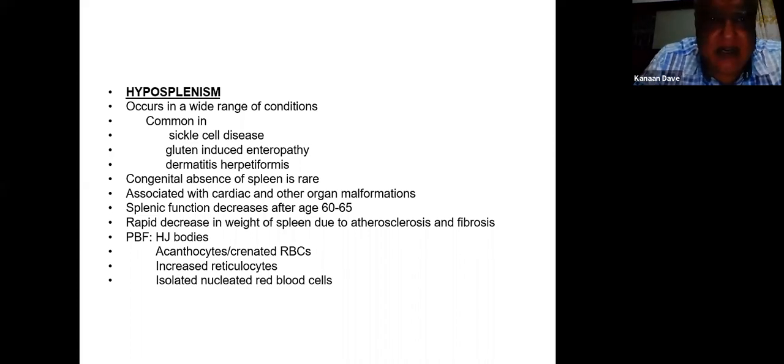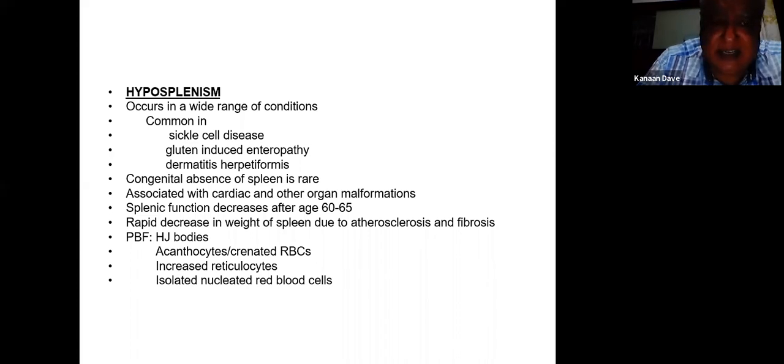It may be accompanying other organ malformations. I mentioned the age when the spleen becomes atrophic, in the 6th decade of life. And if the blood supply to the spleen is affected, or if there is fibrosis in the spleen, then we get hyposplenism. And we know there is hyposplenism when we look at the peripheral blood film and we see Howell-Jolly bodies in the red cells.